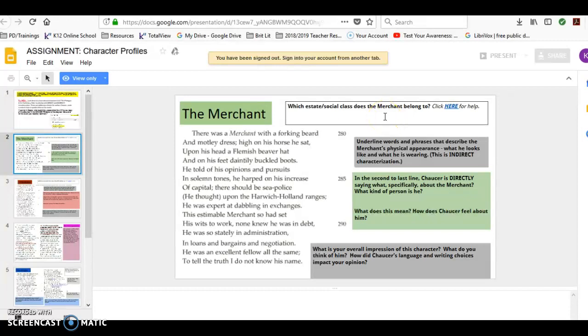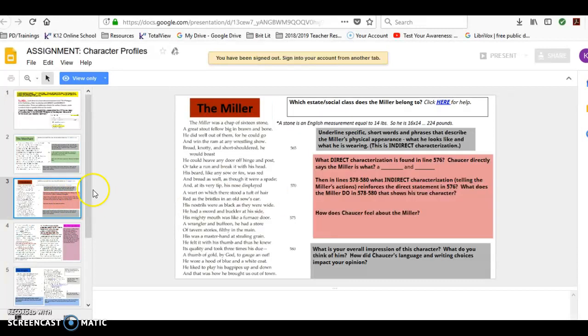You're going to talk about the merchant, and you'll explain what his social class state is, and then you'll find out the indirect characterization, the direct characterization, what it means, and your overall impression. So make sure you're answering each part of these questions.